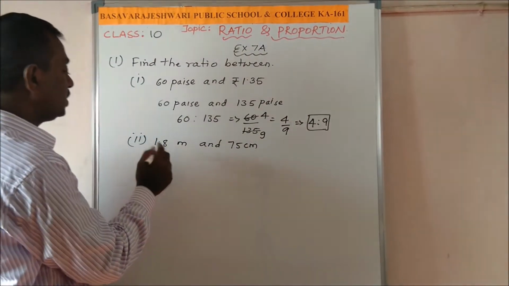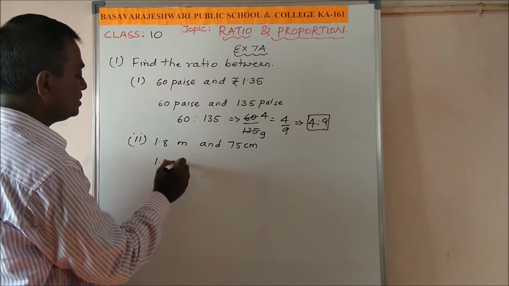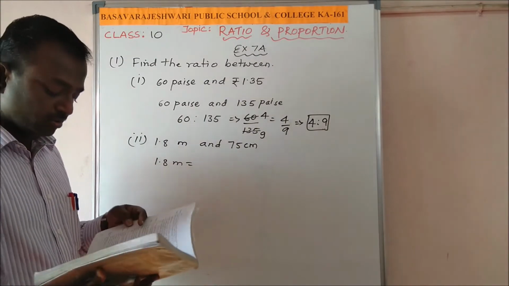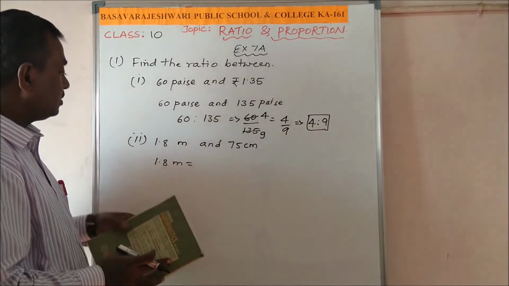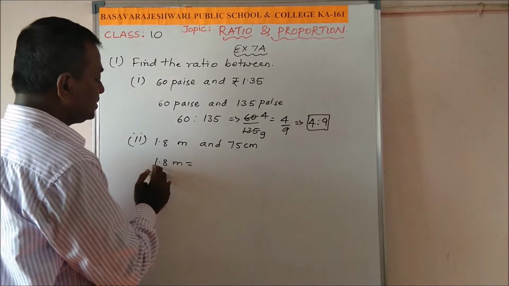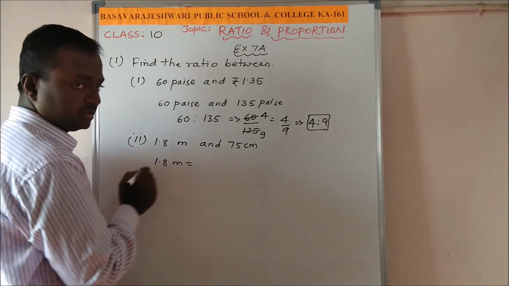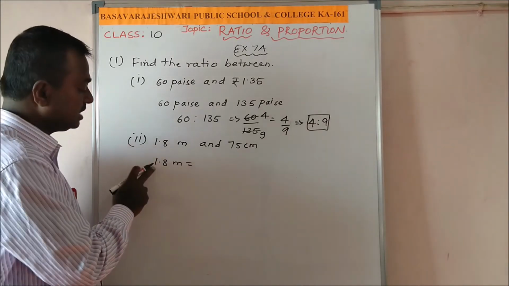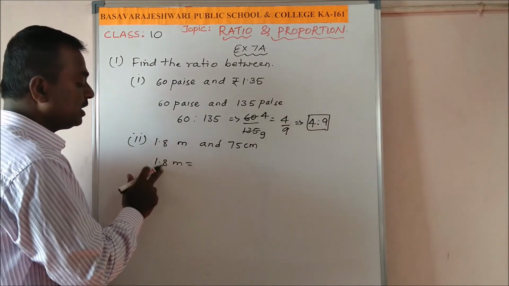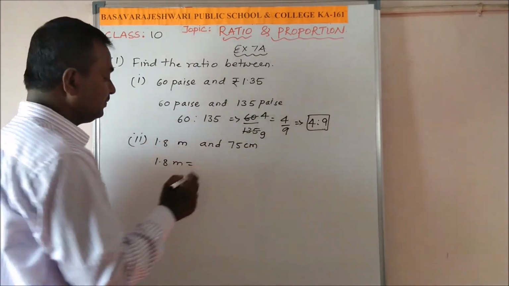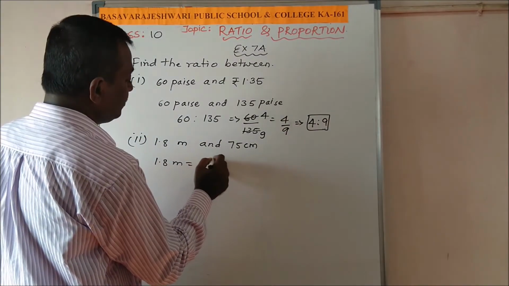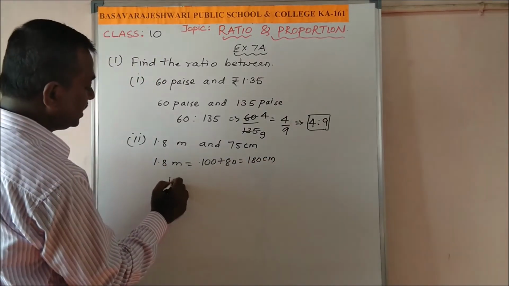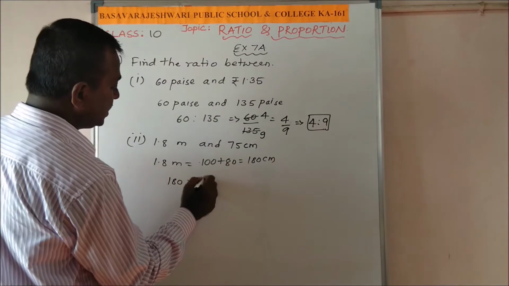So 1.8 meters means how many centimeters? For 1 meter, 100 centimeters. 0.8 means 80 centimeters. 1 resembles 100 centimeters and 0.8 resembles 80 centimeters. So this is nothing but 100 plus 80, that is 180 centimeters. Now we have to compare 180 centimeters and 75 centimeters.